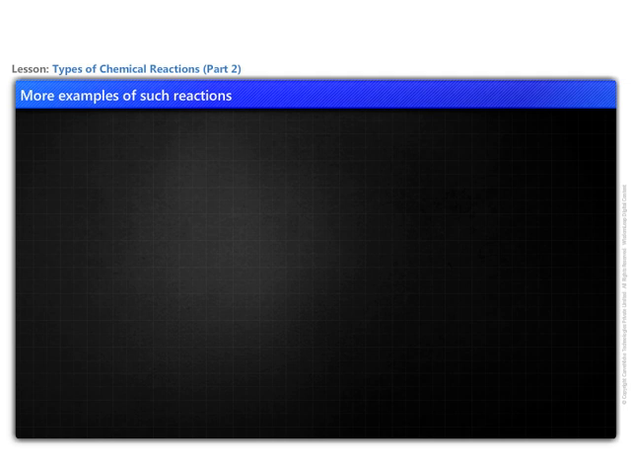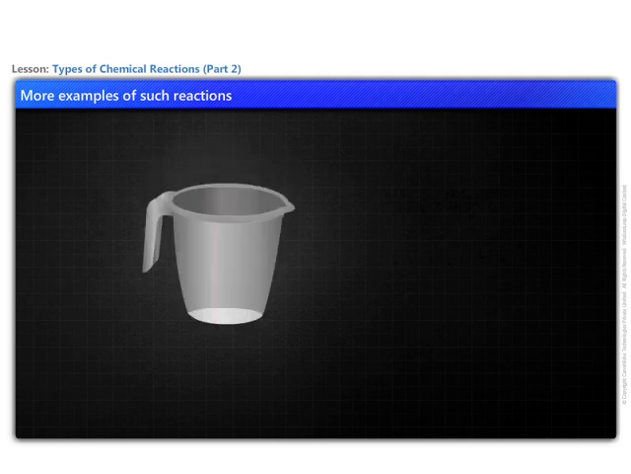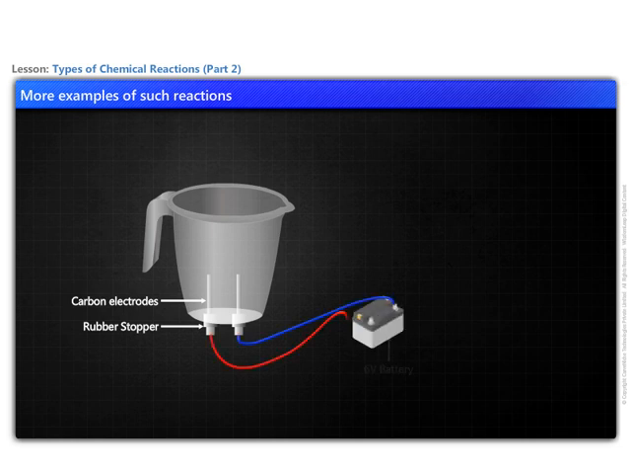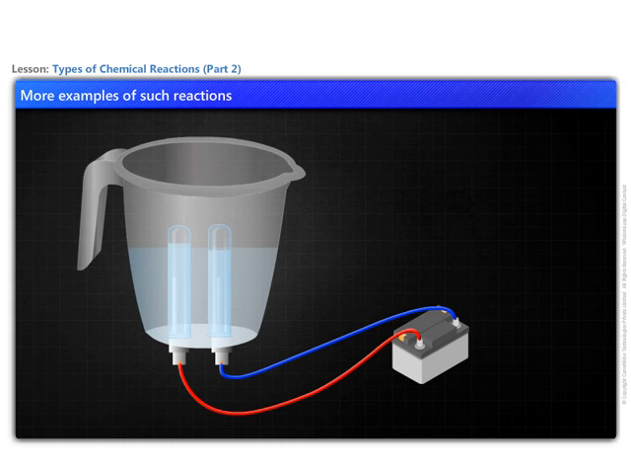Let us perform another activity. Take a plastic mug. Drill 2 holes at its base and fit rubber stoppers in these holes. Insert carbon electrodes in these rubber stoppers as shown. Connect these electrodes to a 6-volt battery. Fill the mug with water such that the electrodes are immersed. Add a few drops of dilute sulfuric acid to the water. Take the test tubes filled with water and invert them over the 2 carbon electrodes. Switch on the current and leave the apparatus undisturbed for some time.